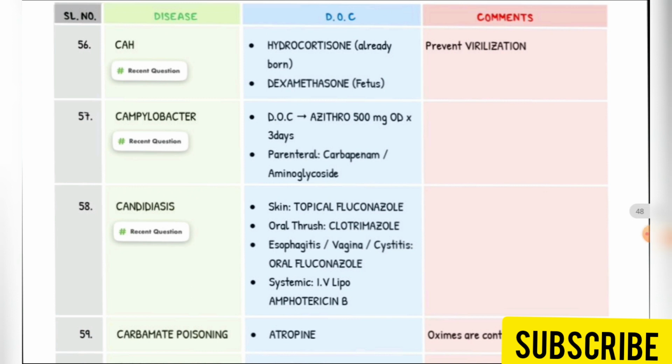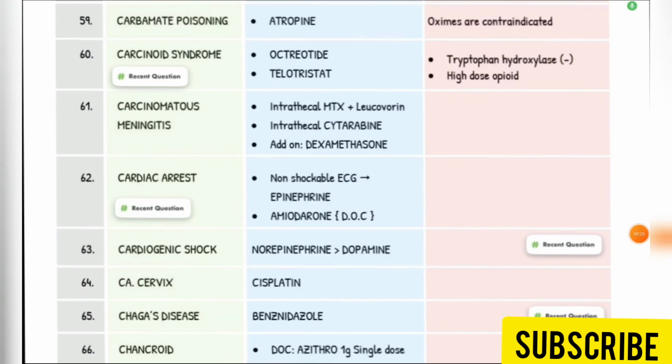Campylobacter, drug of choice azithromycin, parenteral carbapenem, and aminoglycoside. Next one, candidiasis, skin topical fluconazole, oral thrush clotrimazole, esophagitis, vagina and cystitis, oral fluconazole, systemic echinocandin, and amphotericin B, liposomal amphotericin B. Next is carbamate poisoning, drug of choice atropine. Carcinoid syndrome, drug of choice octreotide, telotristat.